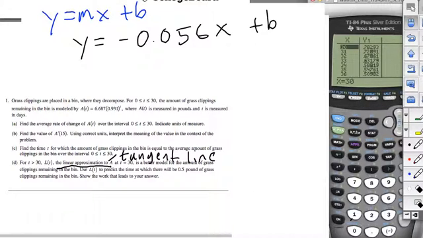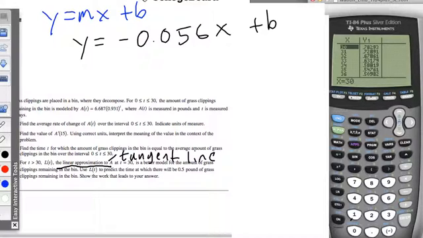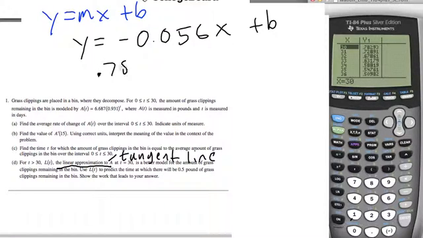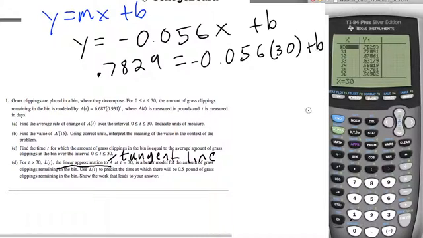So 0.783, 7829, why not, equals negative 0.056 times 30 plus b. How much work you do in solving for b really doesn't matter. Honestly, all you're going to get graded on is do you get the rate of change, and then do you get the correct linear equation.